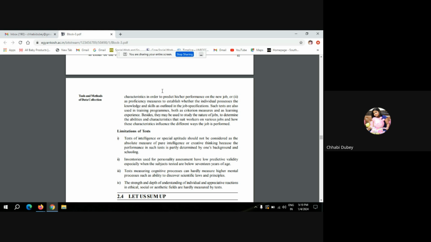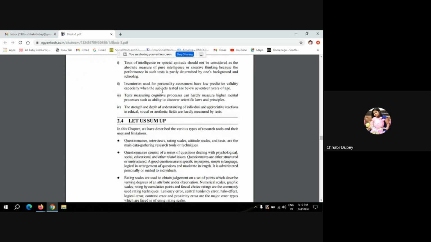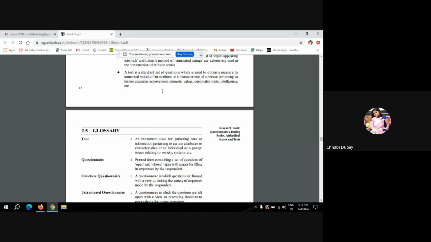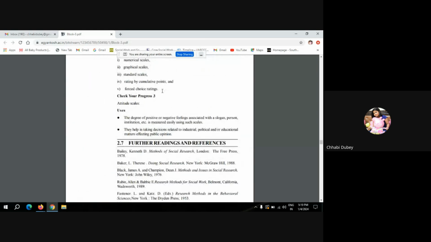These tests can hardly measure very higher mental processes. And the strength and depth of understanding of individual and appreciative reactions in ethical, social, or aesthetic fields cannot be measured by these tests. So these are certain limitations of the test. But needless to say, despite this, tests continue to be very important, especially in psychological studies.